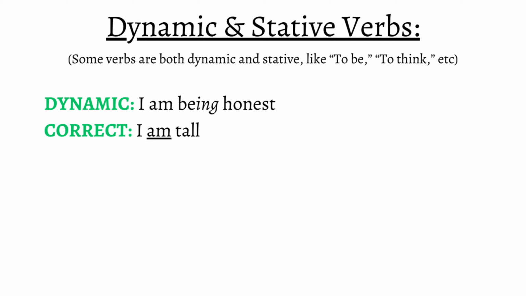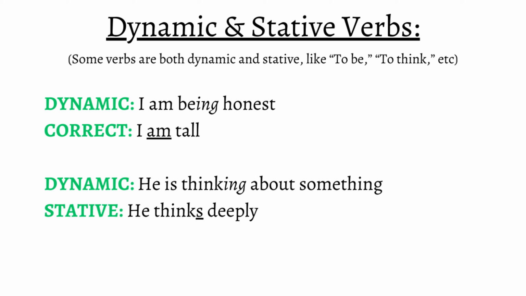Another verb that is dynamic and stative is to think, but unlike to be, it can be used in the present simple and progressive. When it's dynamic, it can be used in a phrase like, he is thinking about something. In its stative form, it is simply used, he thinks deeply. Overall, this is how the progressive and present participles work in English.